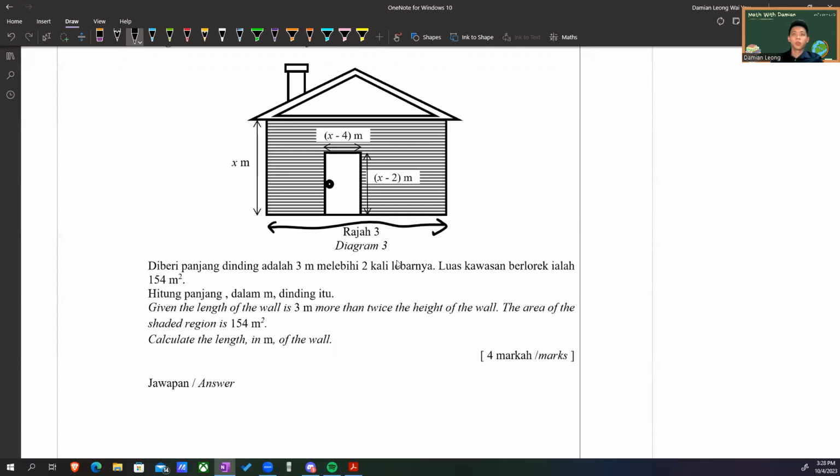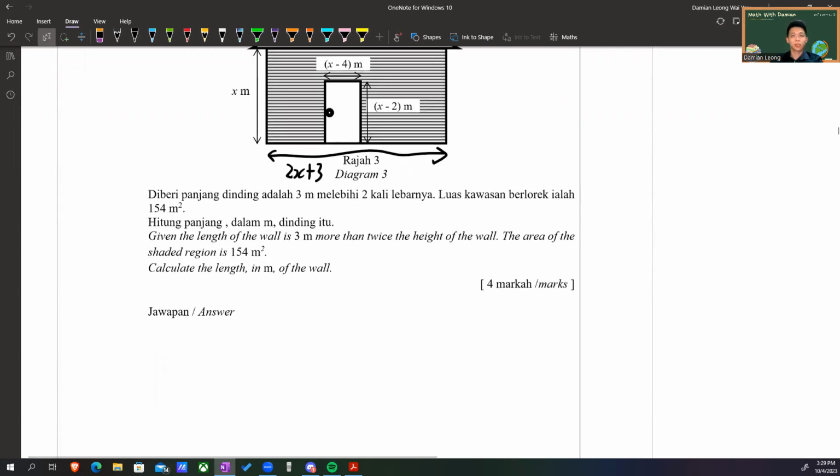Okay, so if the height of the wall is x, 3 meters more than twice of it means 2x plus another 3 meters. Okay, 2x plus 3. They give you the area of the shaded region is 154. Means the area of the whole thing, 2x plus 3 times the height x, minus the area of the door, which is x minus 4 times x minus 2, will equal 154.